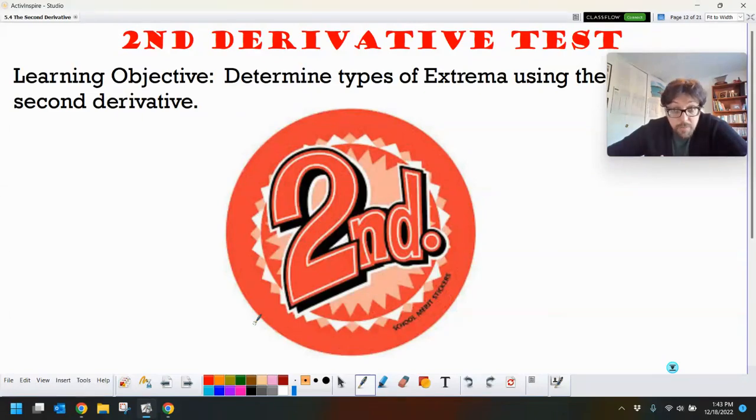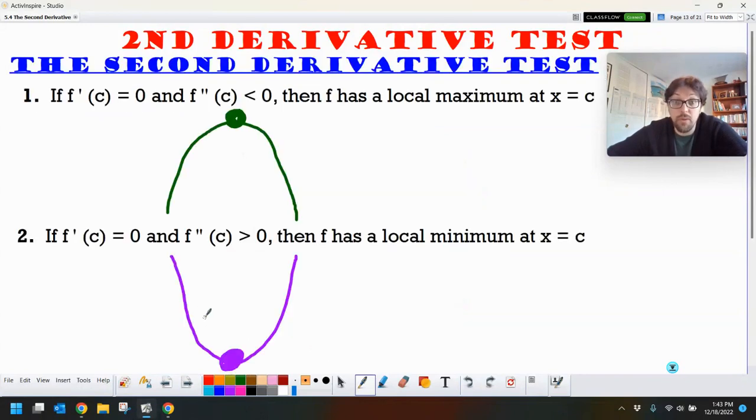Hello, in this video we're going to be looking at the second derivative test. The idea of this is seeing if we can use what we know about the second derivative in order to more easily determine what's going on with our extrema. Here is the second derivative test.